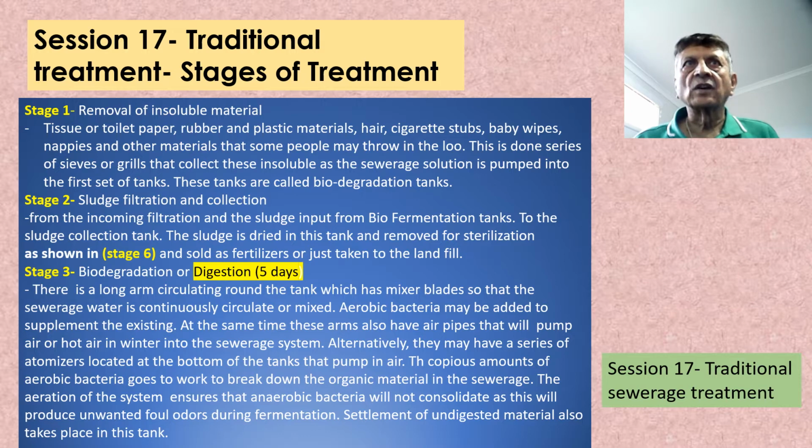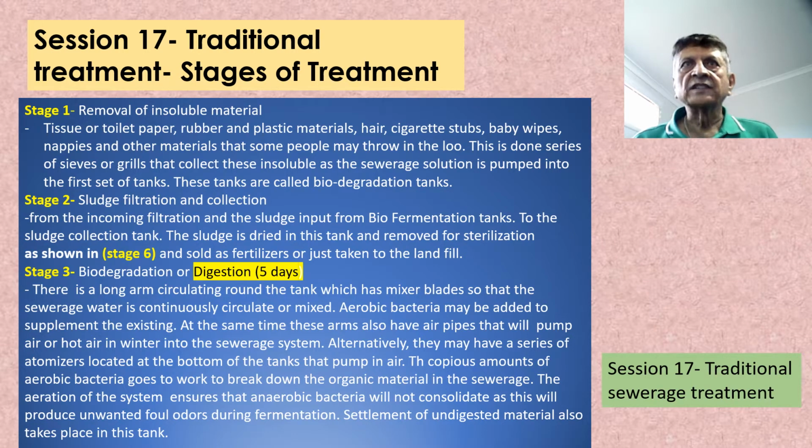The first stage of treatment will be to receive the sewage, which will be in the form of suspensions, and remove the insoluble material. The insoluble material generally consists of tissue, toilet rolls, paper, rubber, plastic materials, hair, it may be in clumps, cigarette stumps, baby wipes, nappies, and other materials that some people may throw in the loo.